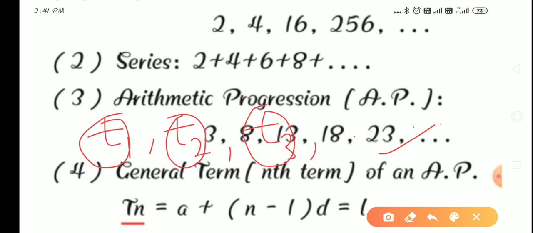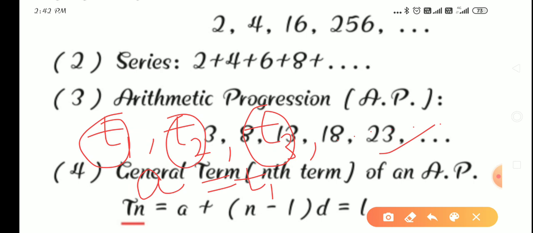Second thing, the first term is also denoted by small a. Small a equals T1, the first term. Only the first term you can denote by a. Second term T2 and third term T3 and so on.